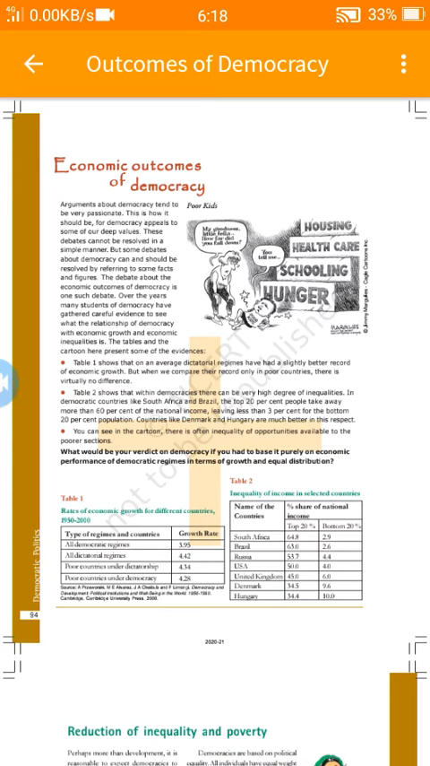We are discussing political science or democratic politics. In that chapter, outcomes of democracy. Today we are going to discuss a topic called economic outcomes of democracy.